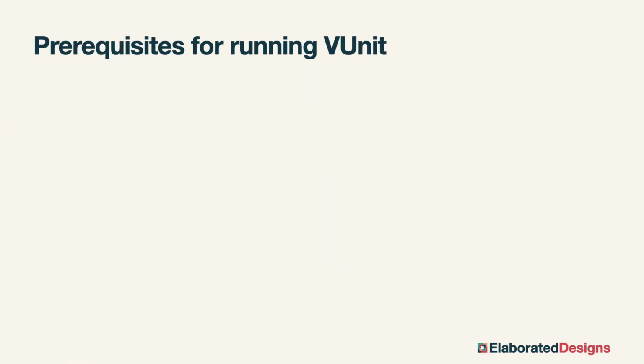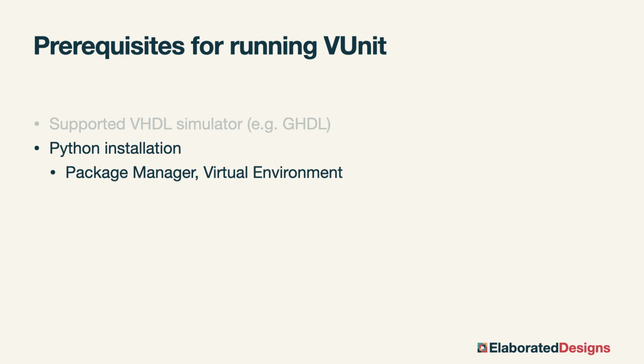There are two prerequisites for using VUnit. We must have a supported VHDL simulator, and we must have a Python installation, including a package manager and a tool for creating virtual environments. VUnit supports several simulators. A comprehensive list can be found in the project's documentation. For this example, we will use GHDL.